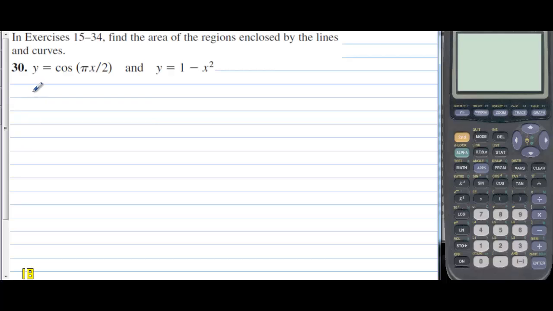This is section 7.2, number 30. We're going to find the area of the regions enclosed by the lines and the curves. First we have the cosine of pi x divided by 2, and the period for a cosine or sine is 2 pi over k, and in this case k is pi over 2. So we can multiply the top and bottom by 2 and we get 4 pi over pi. The period now is 4.